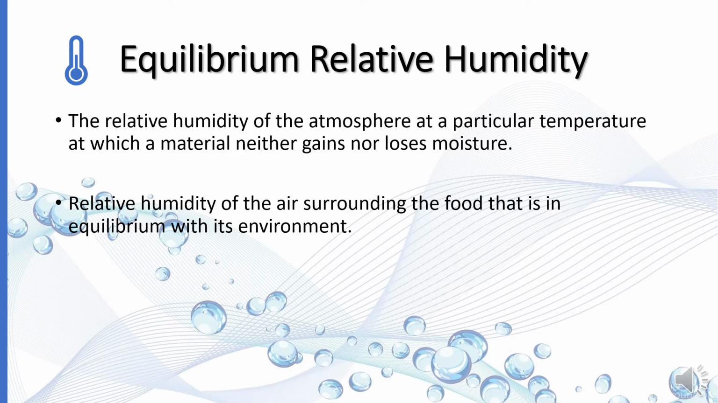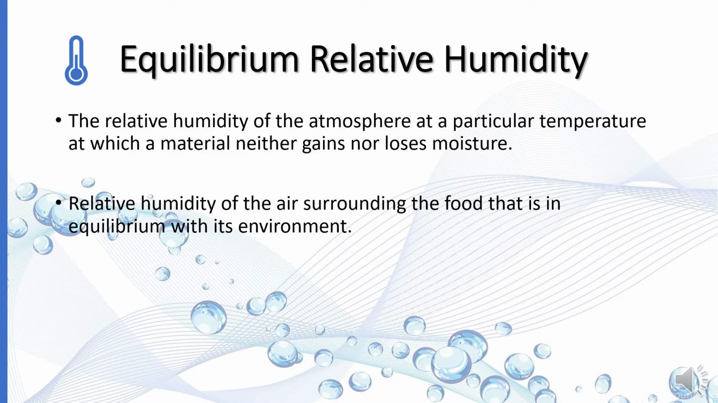Equilibrium relative humidity. This concept is very important in food spoilage and in food packaging. It is defined as the relative humidity of the atmosphere at a particular temperature at which a material neither gains nor loses moisture. In food, it is defined as the relative humidity of air surrounding the food that is in equilibrium with its environment. It is important because we know that food absorbs moisture from the surroundings and becomes soggy, or it loses moisture to the environment and becomes dry.